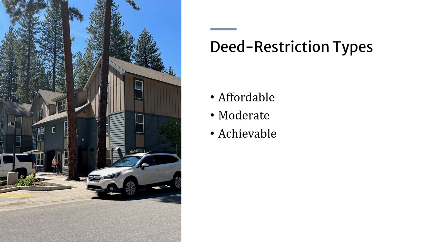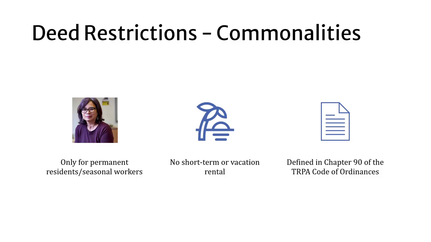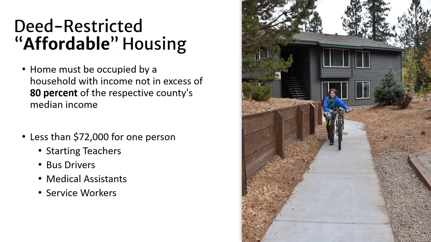TRPA has 3 housing-related deed restriction types: affordable, moderate, and achievable. These 3 different types have a few things in common. Under the current definitions, all deed-restricted units are only for permanent residents, including seasonal workers. They cannot be used as a short-term rental, and the definitions are fully spelled out in Chapter 90 of the TRPA Code of Ordinances. Now let's get into the definitions themselves.